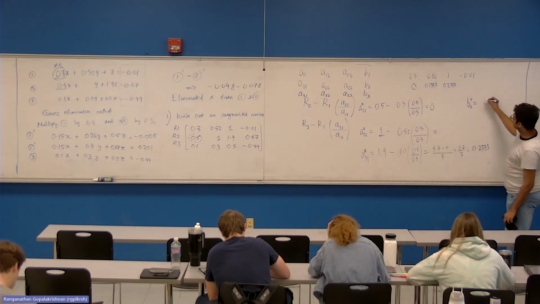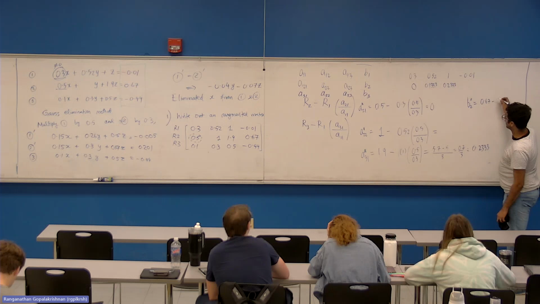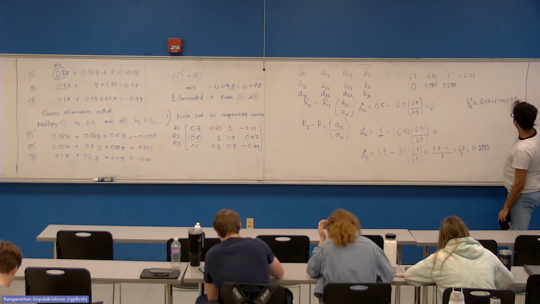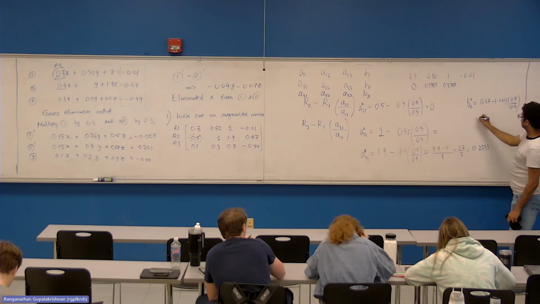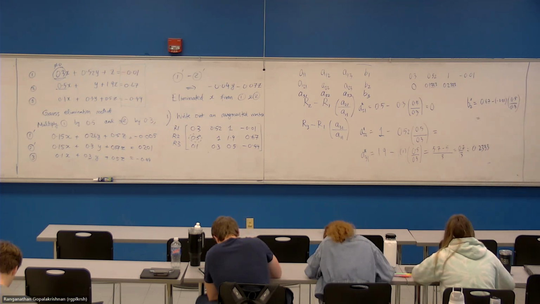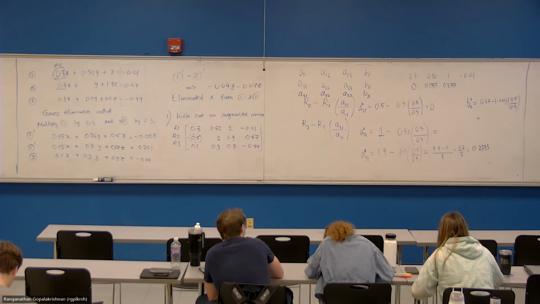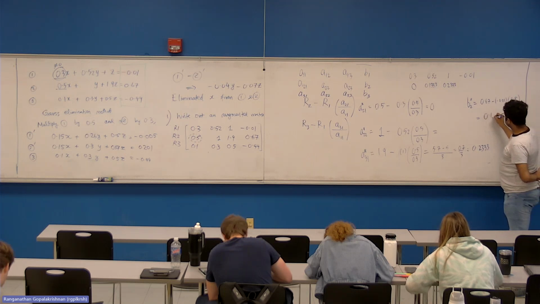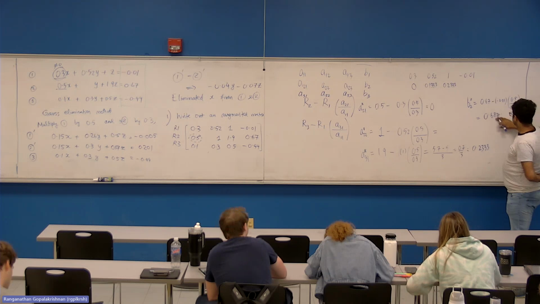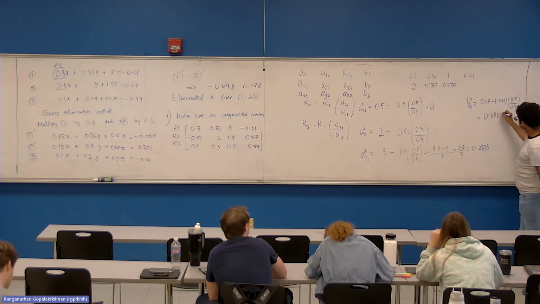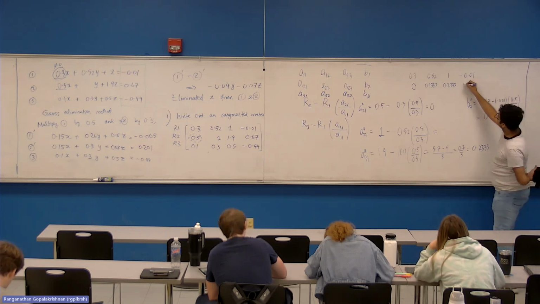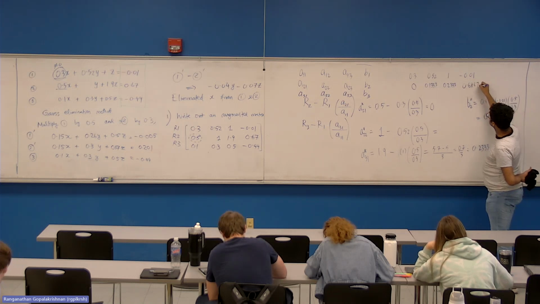B2 star would be 0.67 minus 0.01 times 0.5 over 0.3. Can you compute this? 0.6867. 0.68666666. Okay, let's round it at 4 decimal places. 0.6867.